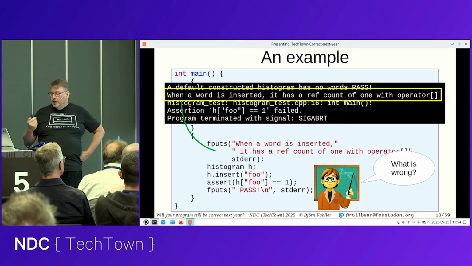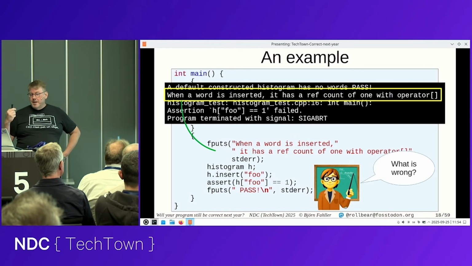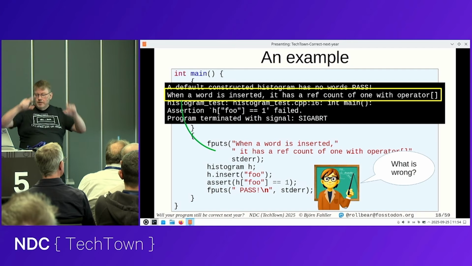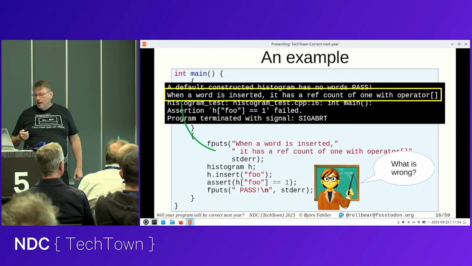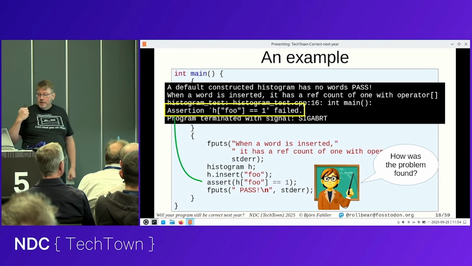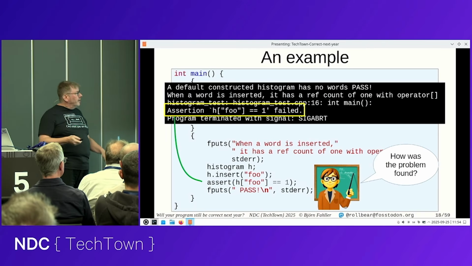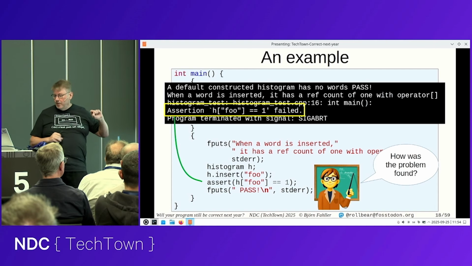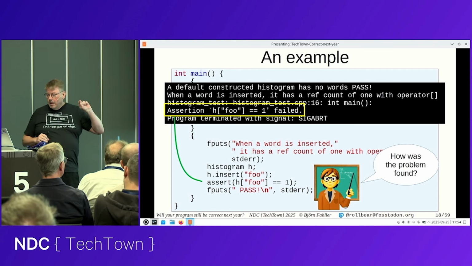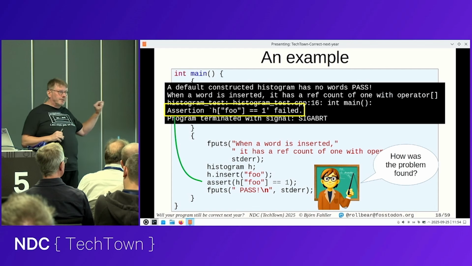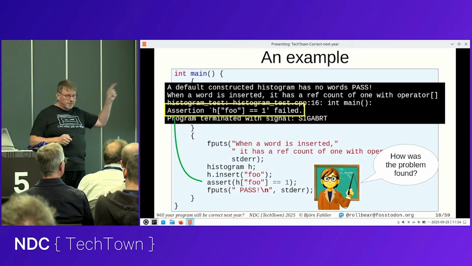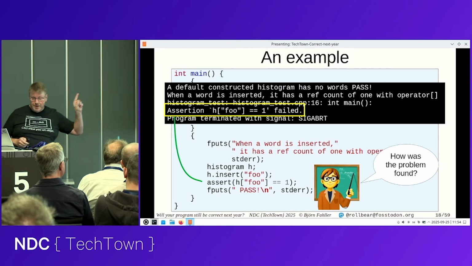What is wrong? When a word is inserted, it has a ref count of 1 with operator index. And how was the problem found? Well, assert h of foo equals 1 failed. So we have already an improvement. We don't have a heck of a lot of detail. What we know exactly is that the bug must be in either the insert function or the angle bracket lookup function. It's one of those. There are no alternatives.